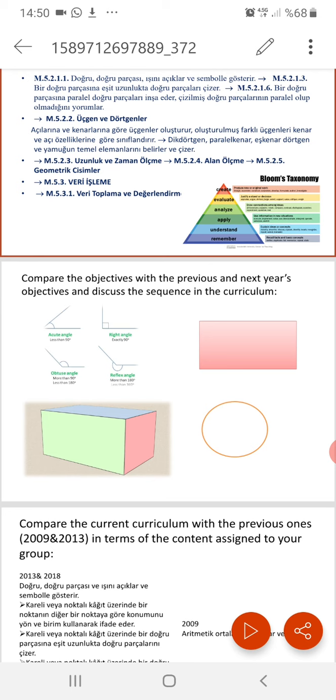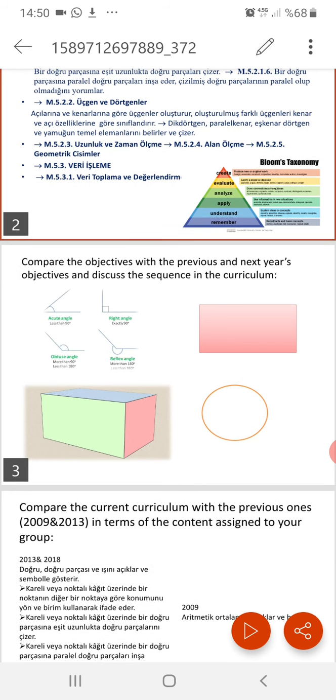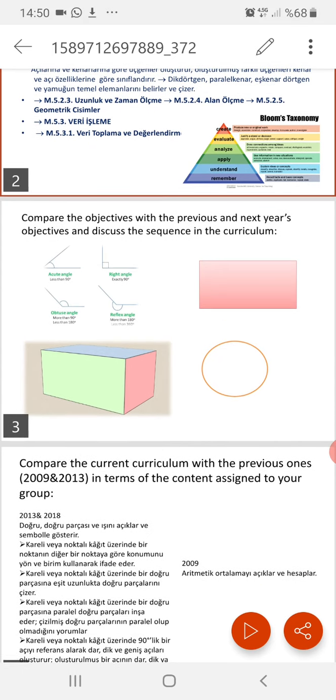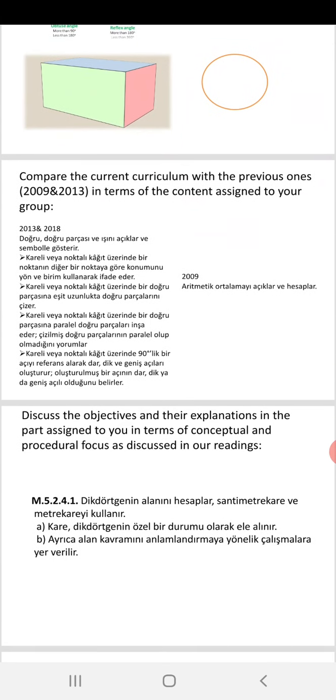And finally, during fourth and fifth grade, the circle is not mentioned. I think this is because circles differ from other shapes. It does not consist of line segments. It could be confusing for students. Okay, I move on to the fourth slide.